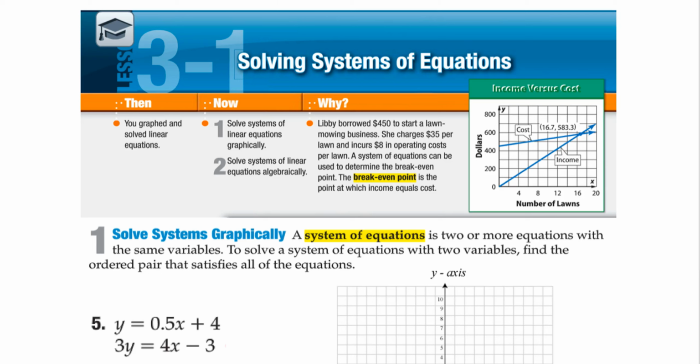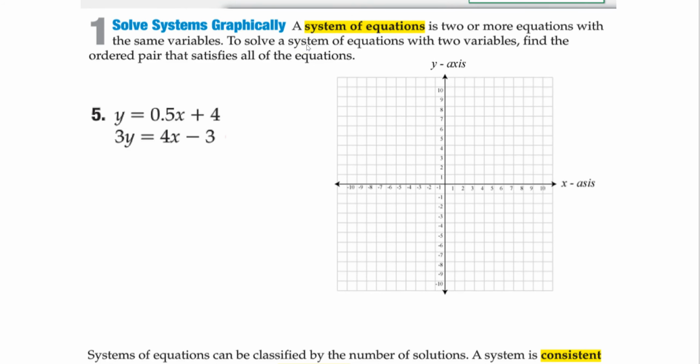3-1, solving system of equations. This lesson's all about all different ways to solve a system of equations. So let's go. First way is solve a system by graphing. So this is where we're going to graph both of these and then see where they cross.